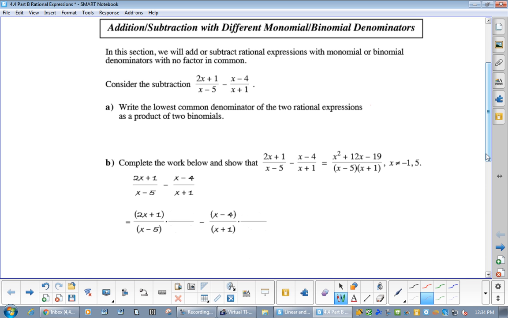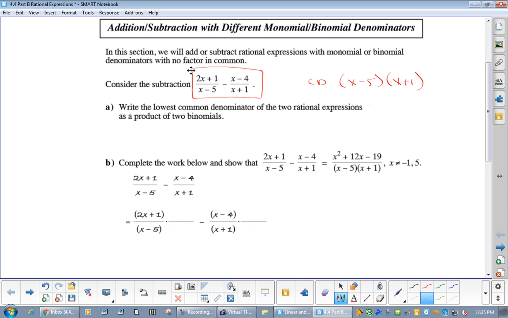So here's the example that we're going to be doing. 2x plus 1 over x minus 5, minus x minus 4 over x plus 1. Now, this one, because those denominators have nothing in common, the common denominator will be x minus 5 times x plus 1. Okay, that's all you have to do, right?